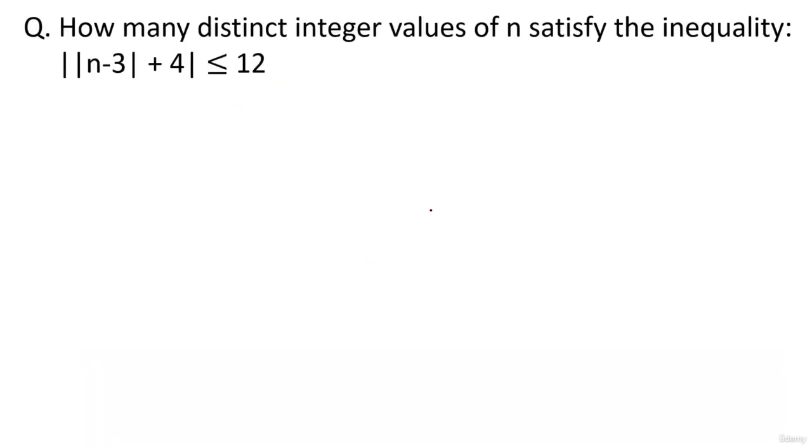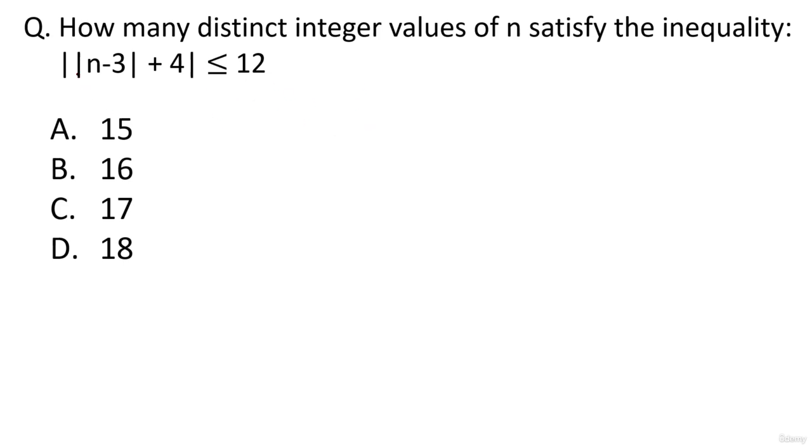How many distinct integer values of n satisfy the inequality mod of mod of n minus 3 plus 4 less than equal to 12? Right? So I want you to try out this question. You can pause the video and continue to look at the solution. Okay, so we have mod of mod of n minus 3 plus 4 less than equal to 12. It is a nested mod question. A mod has come inside a mod, right?